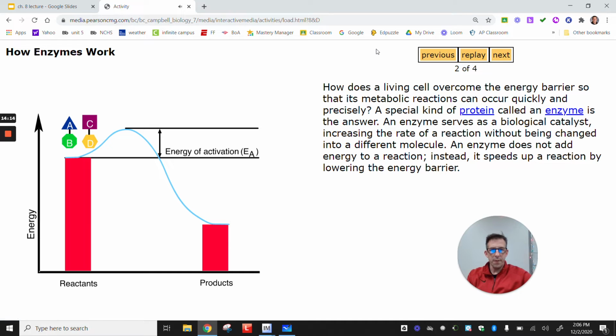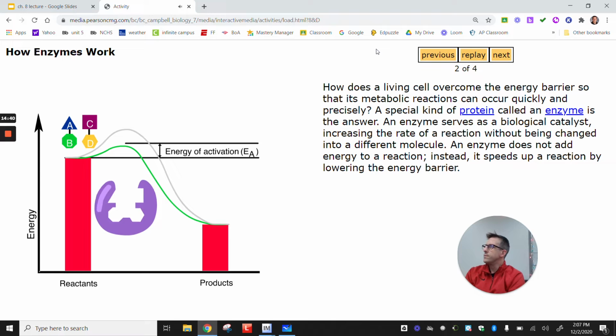How does a living cell overcome the energy barrier so that its metabolic reactions can occur quickly and precisely? A special kind of protein called an enzyme is the answer. An enzyme serves as a biological catalyst, increasing the rate of a reaction without being changed into a different molecule. An enzyme does not add energy to a reaction. Instead, it speeds up a reaction by lowering the energy barrier.